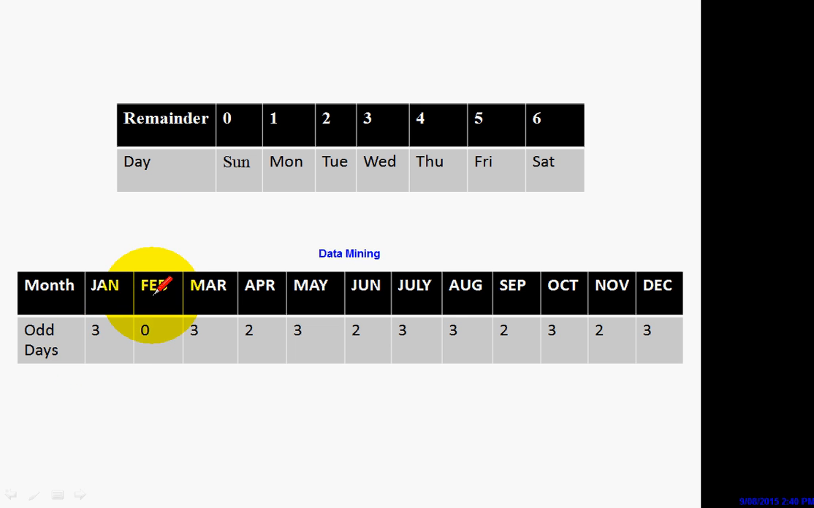Similarly, assume that the year is not a leap year. So February has 28 days. Divide the value by 7. 28 is an exact multiple of 7, so the remainder is 0. So February has 0 odd days. This is how we can calculate the odd days for every particular month. So how to match the odd days and how to calculate the odd days for every month has been given.